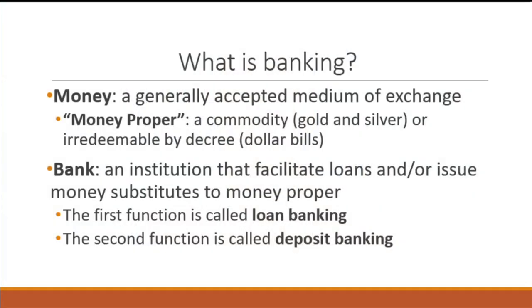The first function is called loan banking, and the second function is called deposit banking. Most commercial banks engage in both, okay? They are financial intermediaries between people who save money and people who want to borrow money. And they're also institutions where people can deposit their cash for something that's more easily spendable. But in order to really understand both functions, we have to analyze them separately, all right?